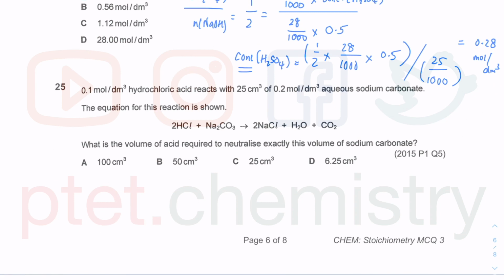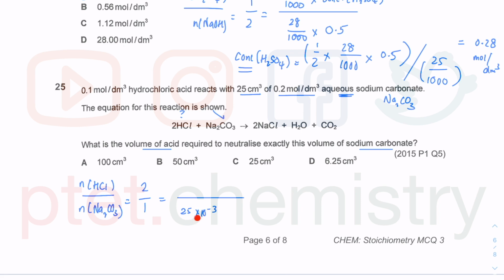Question 25. So what is the volume of acid required to neutralize this much volume of sodium carbonate? So set up your mole equation. Mole of acid is to the mole of sodium carbonate. 2 mole of the acid, 1 mole of the sodium carbonate. Both of these are solution. So 25 cm cube, 0.2 mole per dm cube equals sodium carbonate, Na plus CO3 2 minus. Lucky that they provided you the formula. Otherwise, you have to write the balance equation yourself. So 25 times 10 to the minus 3 is the same thing as saying 25 over 1000.